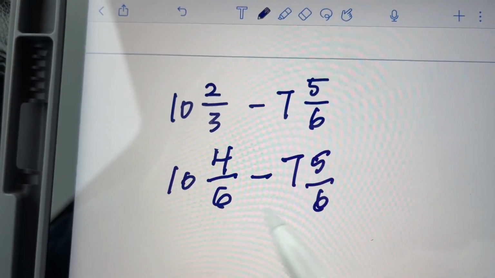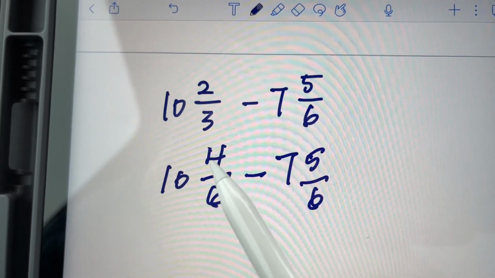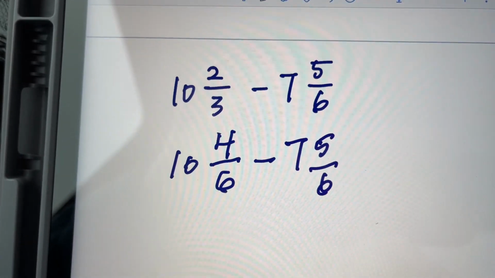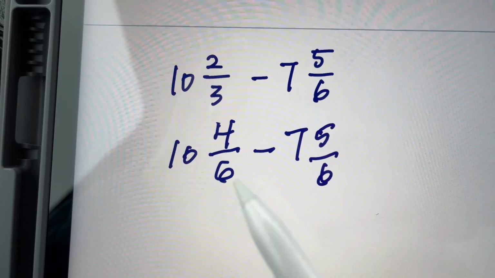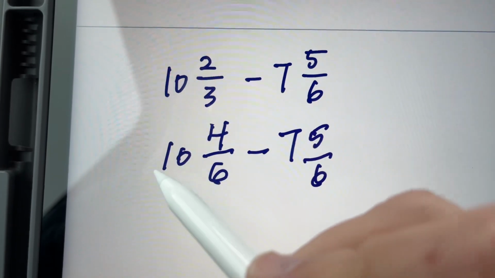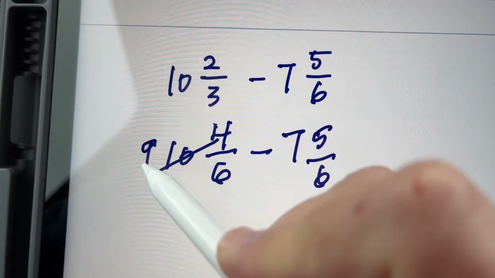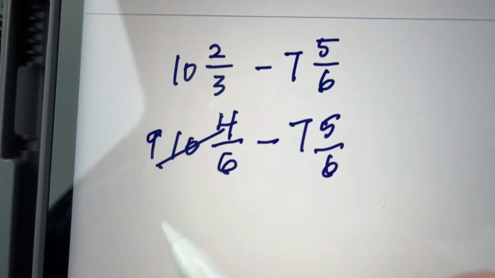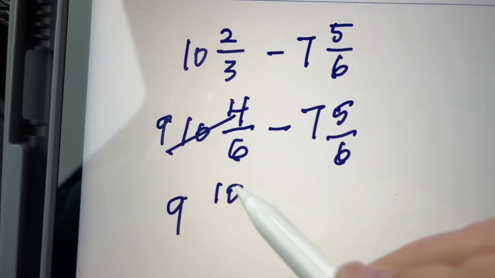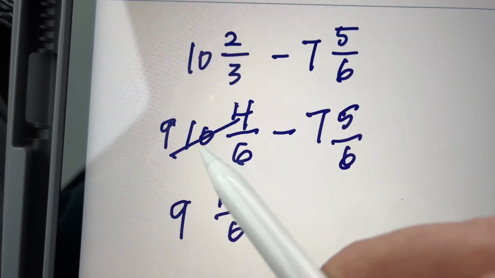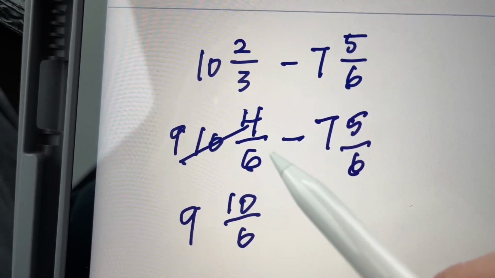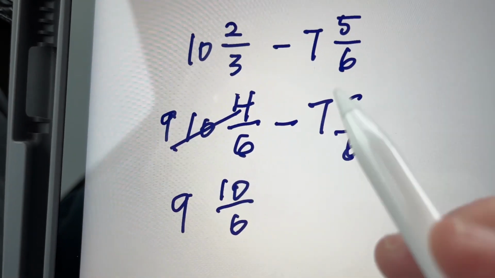So now these denominators are the same, but the problem now is you can't do 4 minus 5. You would end up with a negative number. So one way of dealing with this is to borrow. So what I could do is cross through this 10 and make it 9. I'm borrowing 1, but I'm borrowing 1 in the form of 6 over 6, which makes this 10 over 6. So I borrowed 1 from the 10 to make it 9, and then I'm adding 6 over 6 to 4/6, which makes it 10/6.